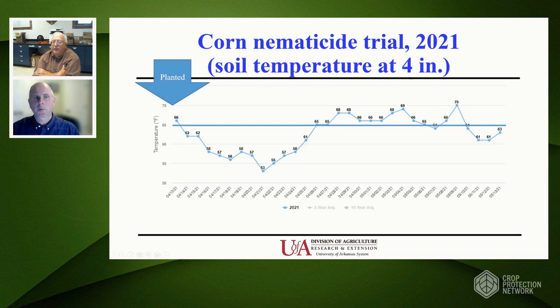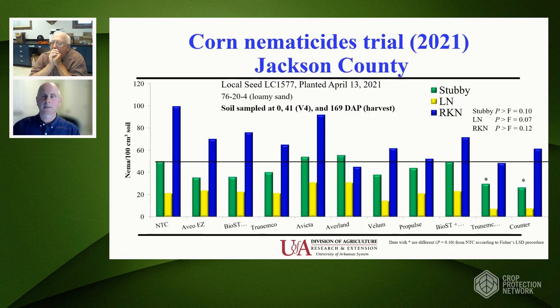But you can see when we planted, the soil temperature was 66 degrees, and then it dropped, and it stayed relatively cold. And this is in that area that John was mentioning, where something like stubby root is going to be still pretty active, and probably more active than something like root knot. And then, of course, the temperature comes up. So let's see how this performed under what I would call an advantage for the nematode. How did the nematicides stack up?